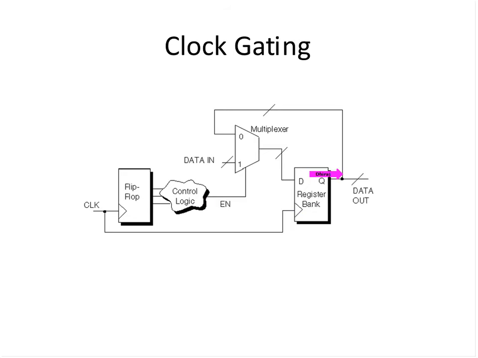Now, the idea is that for the part where it is not enabled, where enable is 0, we want to switch off this clock. We want to make this clock 0. We don't want toggling on this clock. This will save dynamic power, not the leakage power. Now let's look at the modified circuit with the clock gating in place.